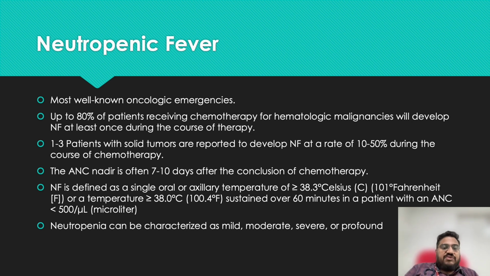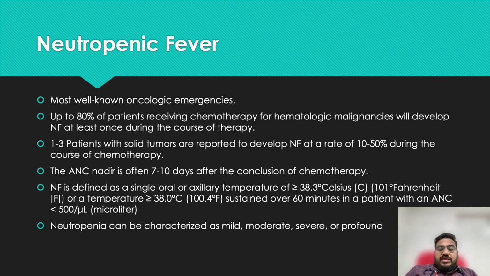So ANC less than 500 with fever, you can call it a neutropenic fever. So above 38 degrees Celsius or 38.3 in a single reading, or a sustained fever for more than 60 minutes above 38 degrees Celsius, with absolute neutrophil count less than 500 per microliter, you can call it neutropenic sepsis, neutropenic fever.